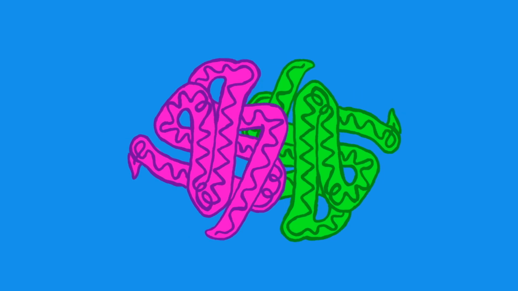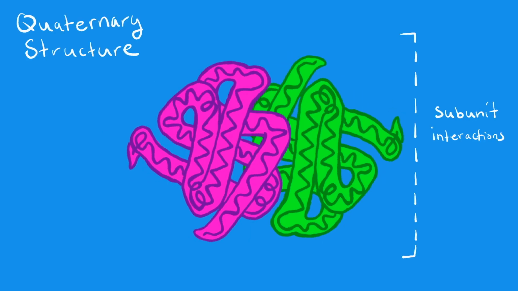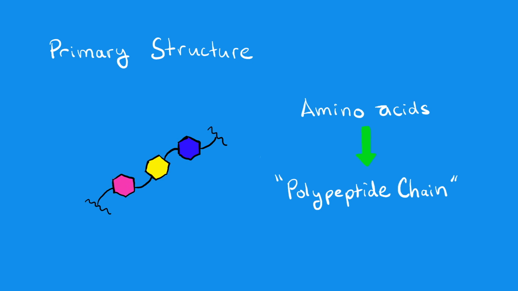What we are left with at this point is a complete protein subunit. In a process called oligomerization, multiple subunits come together, forming the quaternary structure of our protein and giving us our final product. So, in review, amino acids are organized into a specific sequence known as the polypeptide chain.